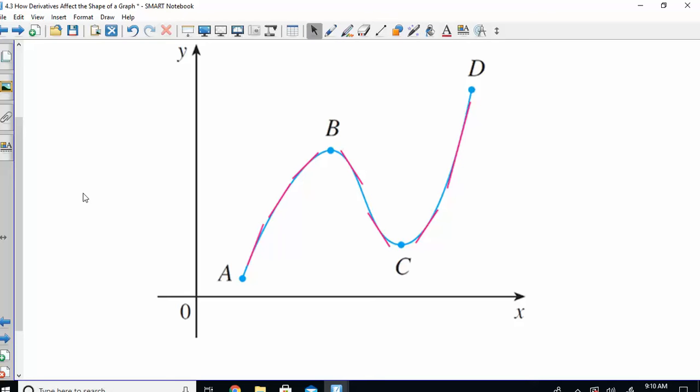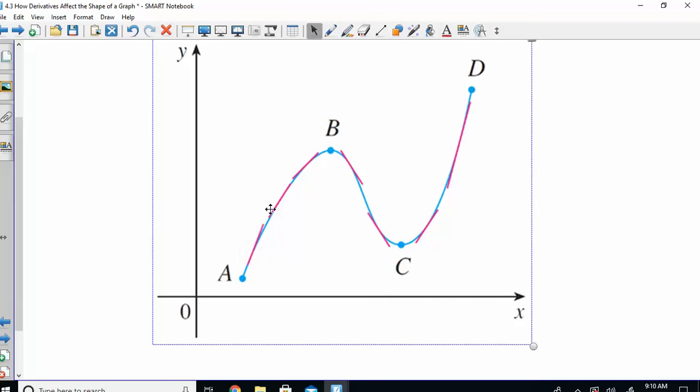What if the derivative is positive? These pink lines here represent the slope of a tangent line. All of those right here would have a positive slope. What's the graph doing right there? It's increasing. These lines would have a negative slope, and our graph is decreasing. Here, these have positive slope and the graph is increasing.